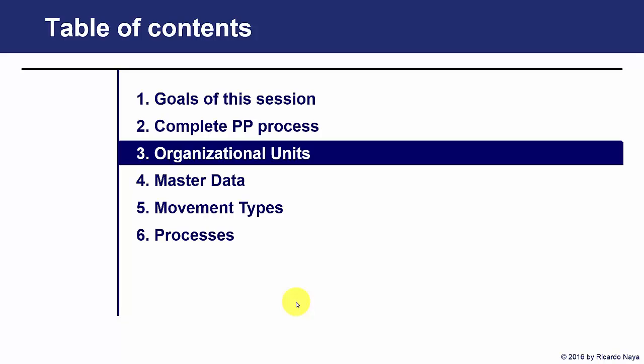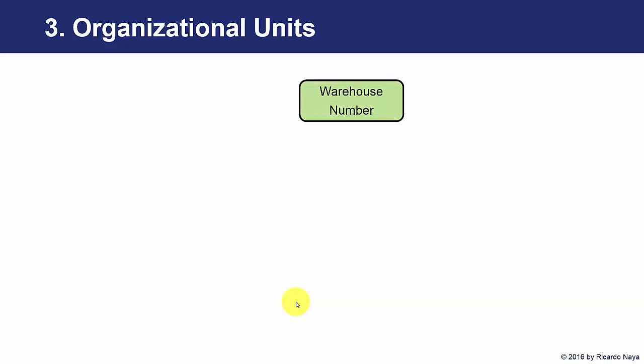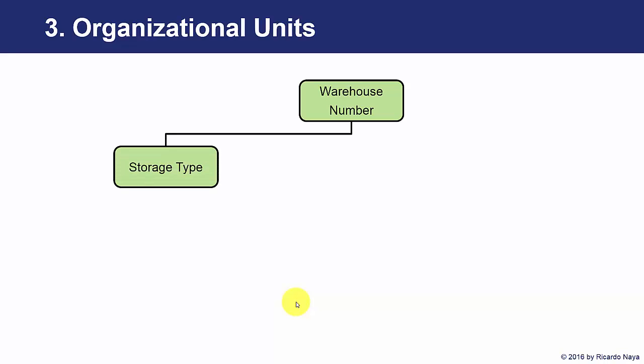Inside warehouse management, we are going to have different organizational units that we are going to see now. First of all, we are going to have the warehouse number. We can have only one warehouse number for each plant, or we can have different warehouse numbers for the same plant. This depends on the requirements, and it is decided in the implementation phase. Behind the warehouse number, we are going to have different storage types. These are different kinds of sections where we can store materials.